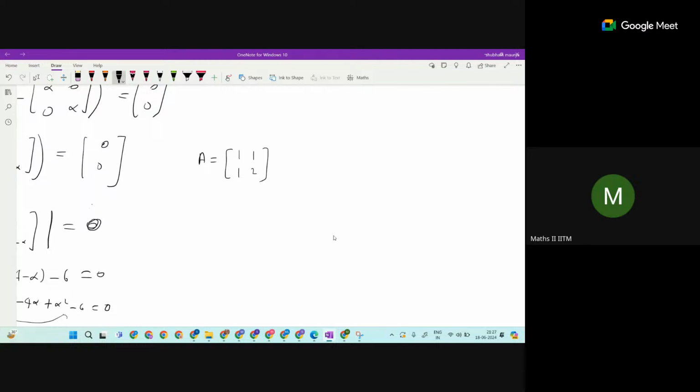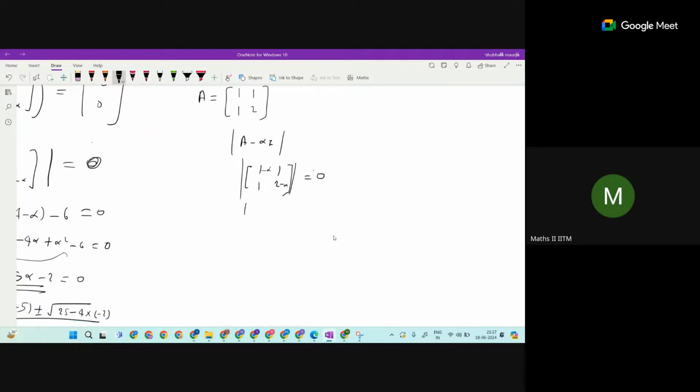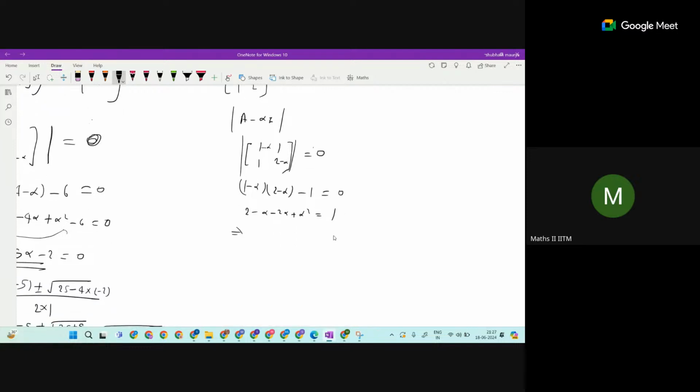So to find the eigenvalue, what is the process? A minus alpha I, find the determinant. So we have 1 1 1 2, and then alpha times identity. Here I'm just writing inside 1 minus alpha and 2 minus alpha, and find the determinant of this matrix and equate it to 0. Even this is going to be tough. Okay, let's check it: 2 minus alpha, minus 2 alpha plus alpha square, and this is alpha square minus 3 alpha.